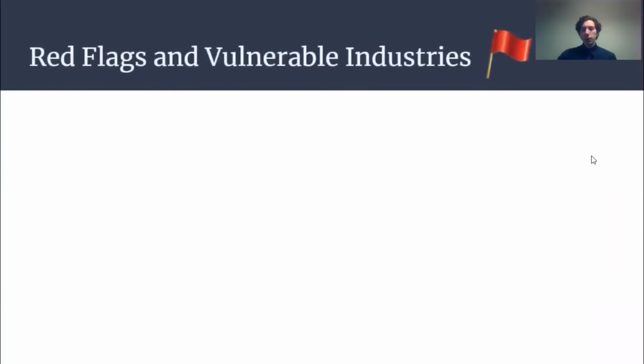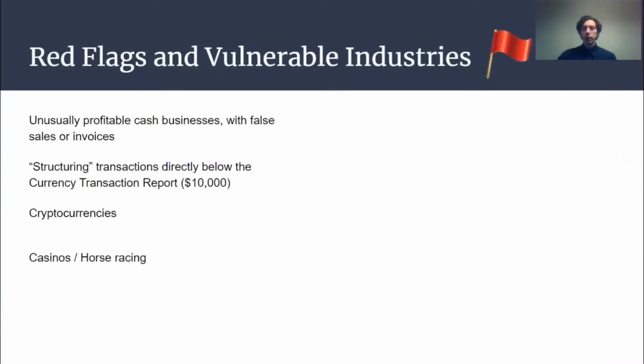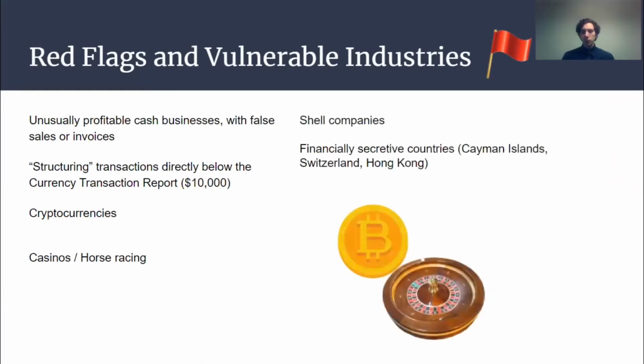So I'm going to talk a little bit about some red flags and vulnerable industries when it comes to money laundering. Something that we might look for would be a cash business that is unusually profitable. Something that criminals might do to clean up dirty money is funnel it through a legitimate business, because they want to make it seem like they had actually earned that money. So if we find a business that's mostly cash-based and we see a lot of false sales that didn't actually happen or transactions that are way overpriced, that would be something we'd look for because, again, they're trying to make it seem like they had actually earned that money when they didn't.